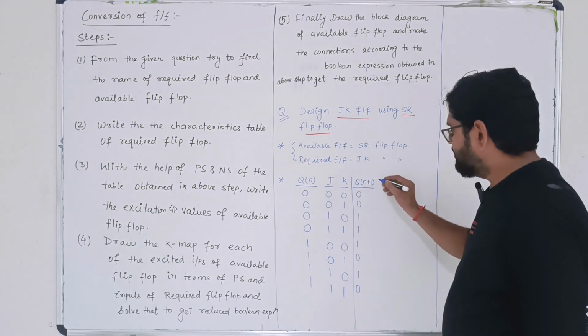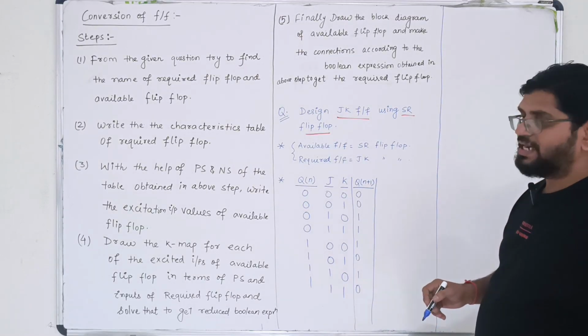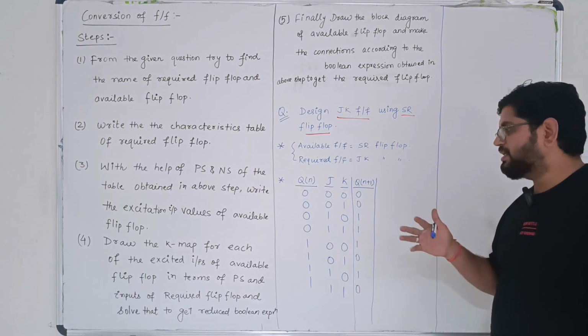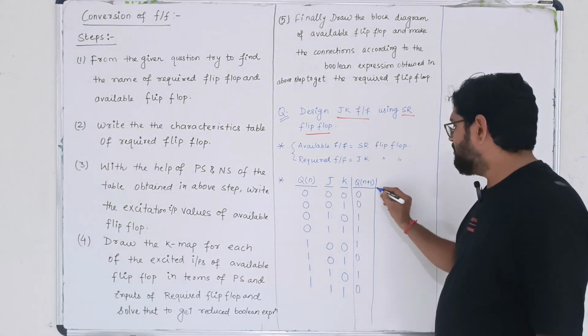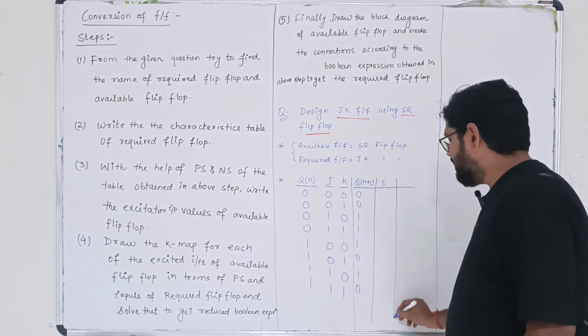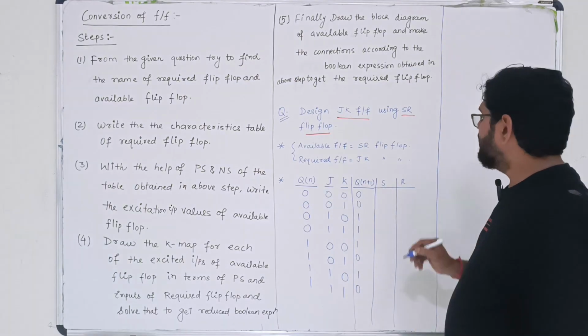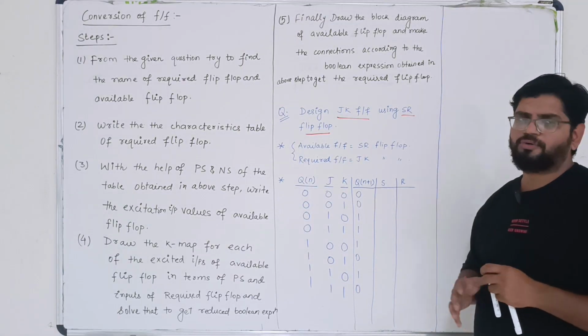Now once we are done with this, what was the next step told? The next step was to write the excitation values of the inputs of the available flip-flop. So excitation inputs of the available flip-flop means we need to write about S and we need to write about R. Now here I want to tell you one very, very important thing, guys.